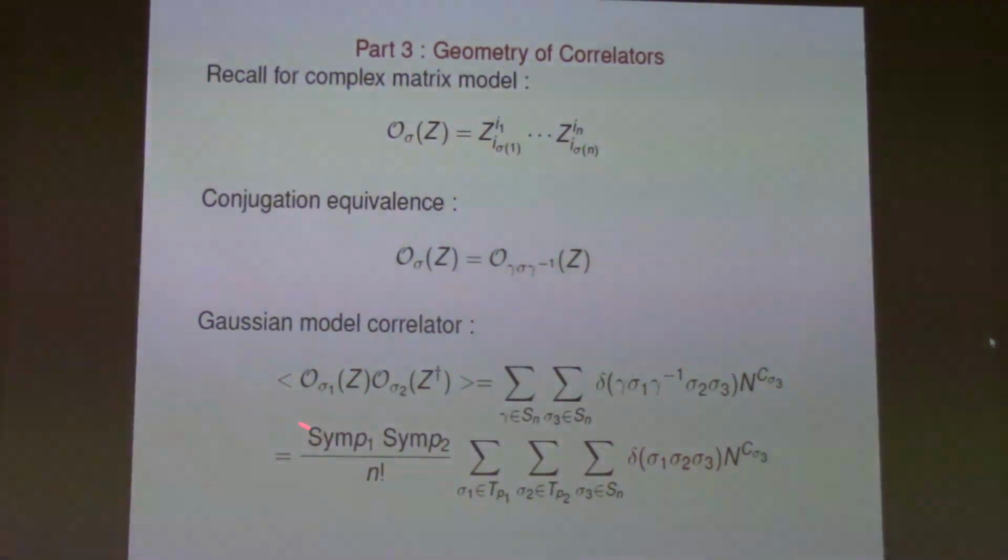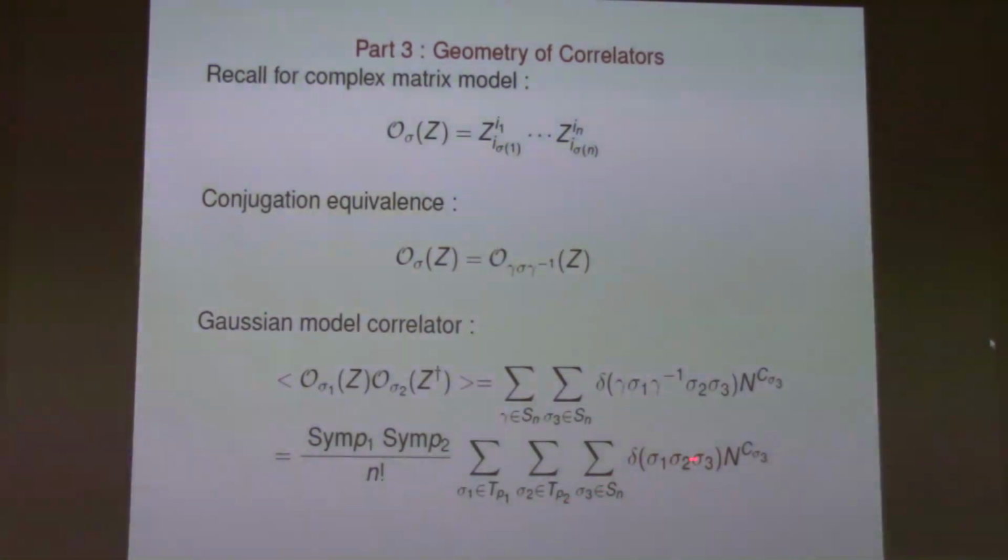And now what happens if I take these two observables and put them in the Gaussian integral and calculate the correlator? Turns out the correlator is some function of sigma 1, sigma 2. There's going to be a sum which has to do with the Wick contractions, this gamma sum over Sn. So this is made out of n copies of Z, n copies of Z dagger, and a Wick contraction of Z and Z dagger. And so there's a formula that you can write in terms of these permutations for the correlator.